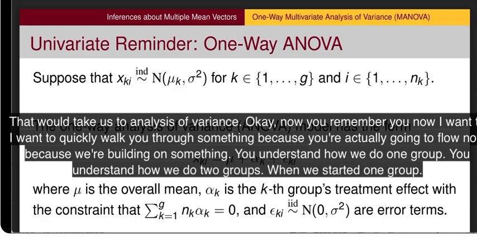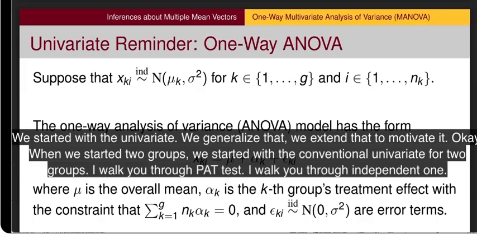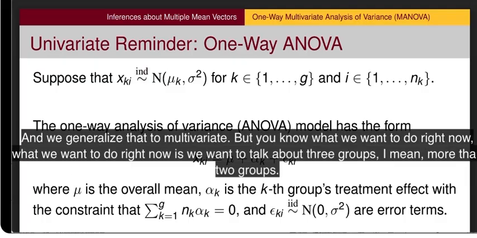Okay, now I want to quickly walk you through something, because you're actually going to flow now, because we're building on something. You understand how we do one group. You understand how we do two groups. When we started one group, we started with the univariate. We generalize that, we extend that to multivariate. When we started two groups, we started with the conventional univariate. I walked you through the paired t-test, I walked you through the independent one, and we generalize that to multivariate.